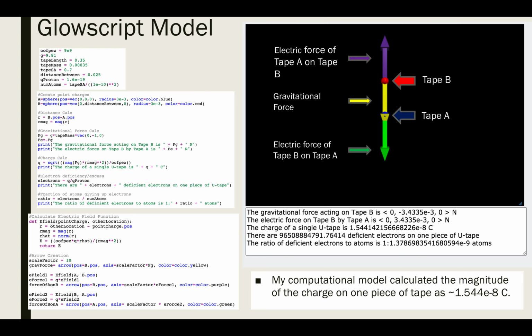So you can see that I've modeled tape A and tape B as the blue and red orbs or spheres. The electric force of tape A on tape B is modeled as a purple arrow pointing upwards. The gravitational force on the two tapes is modeled as the yellow arrow pointing downwards, and the electric force of tape A on tape B is modeled as the green arrow pointing downwards.